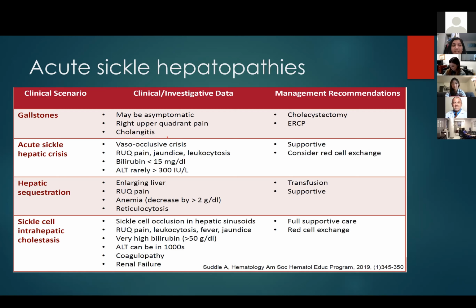But when it comes to sickle cell intrahepatic cholestasis, this happens because of sickle cells blocking the hepatic sinusoids, and this can be really severe. They can have very, very high bilirubin, more than 50. Their ALT, AST can be in the thousands. They tend to have coagulopathy. They can go into hepatic encephalopathy and multi-organ dysfunction. So this is something that we should be aware about, and you do typically do an exchange transfusion for them.